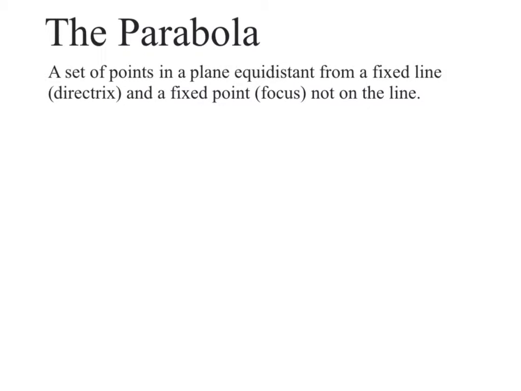We will begin our examination of the conic sections with the parabola, defining it in terms of a set of points, a locus of points. We can define it as the set of points equidistant from a fixed line, which we call the directrix, and a fixed point, which we call the focus, that is not on the line. So the point has to be somewhere other than on the line, as we'll see in our illustration.